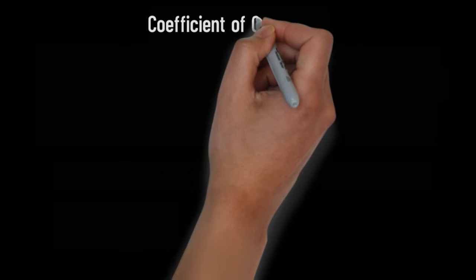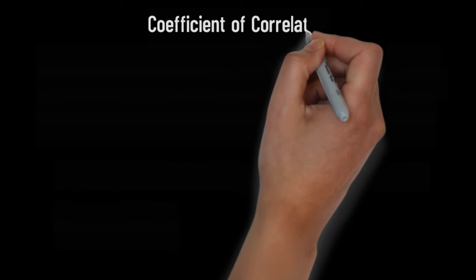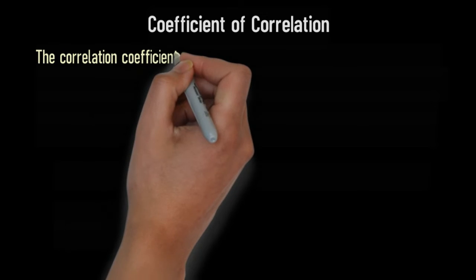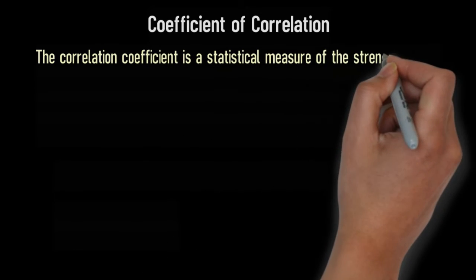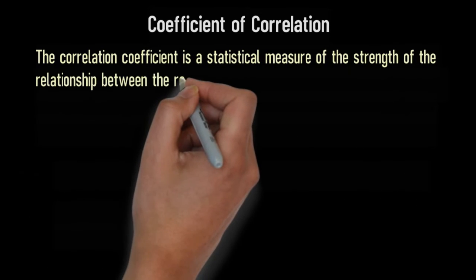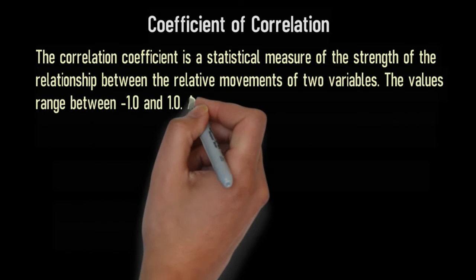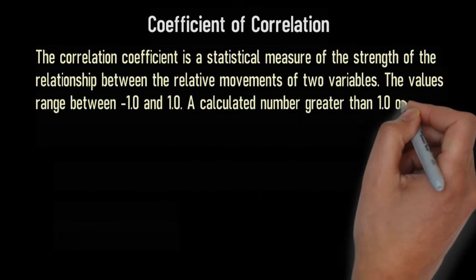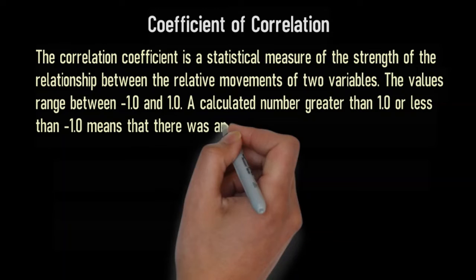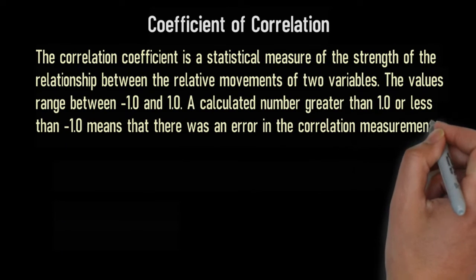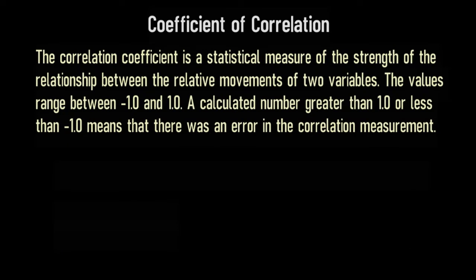Coefficient of correlation. The correlation coefficient is a statistical measure of the strength of the relationship between the relative movement of two variables. The values range between -1.0 and 1.0. A number greater than 1.0 or less than -1.0 means there was an error in the correlation measurement.